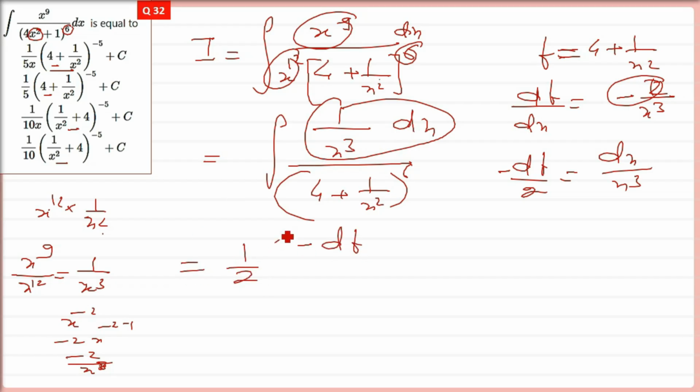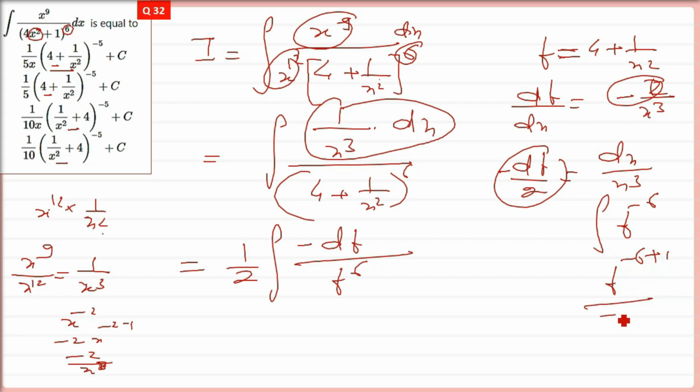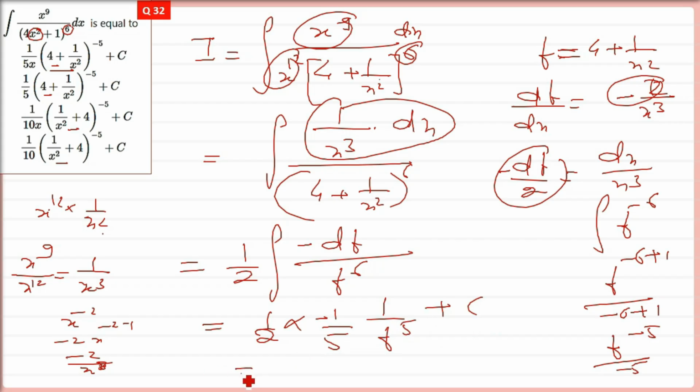So 1 by x cube dx, now I'm replacing it by negative dt by 2. So half times negative dt by 2, I'm writing half outside. 4 plus 1 by x square was taken as t, so t raised 6. So you just have to integrate t raised 6 in the denominator. Take it upstairs, t raised minus 6. T raised minus 6 can be integrated as t raised minus 6 plus 1 divided by negative 6 plus 1. It will be t raised minus 5 by minus 5. This will be half times minus 1 by 5 with t raised 5 in the denominator. You have to bring it upstairs because the answer is like that. So what do you get? Negative 1 by 10, and this t raised minus 5, t was simply 4 plus 1 by x square. So we got the answer.